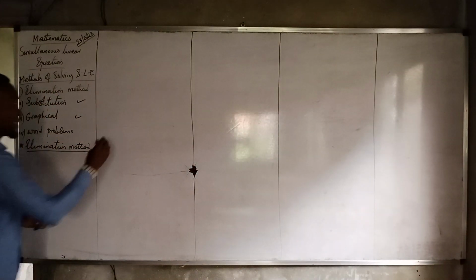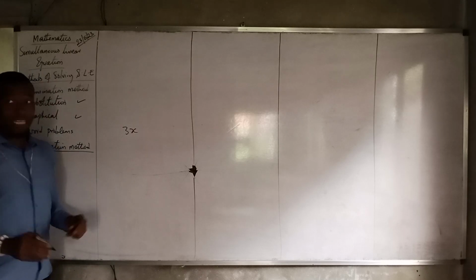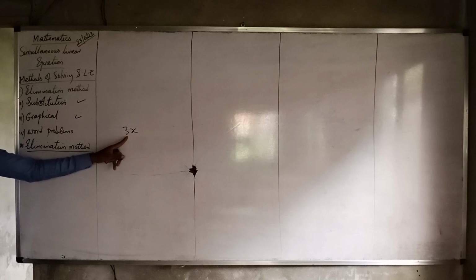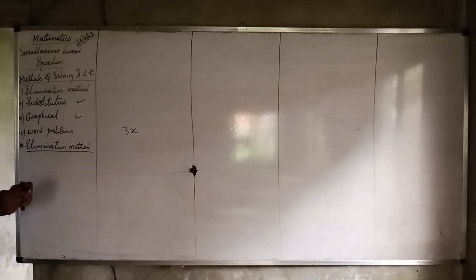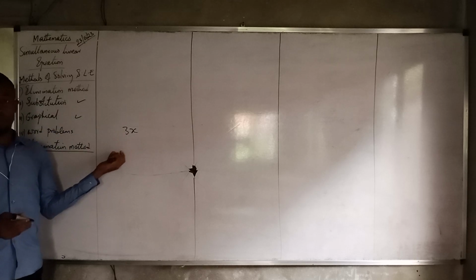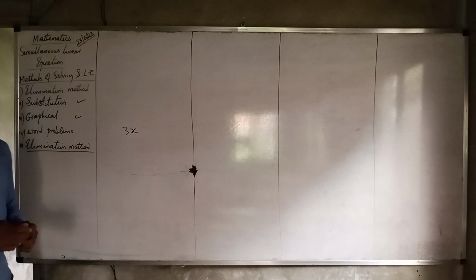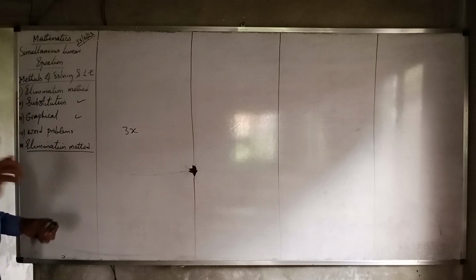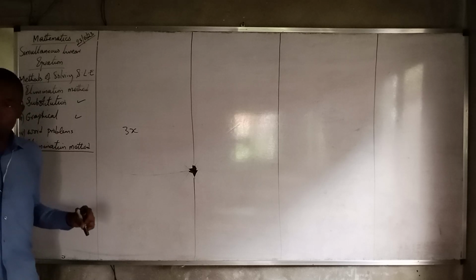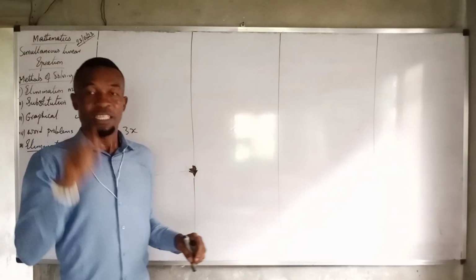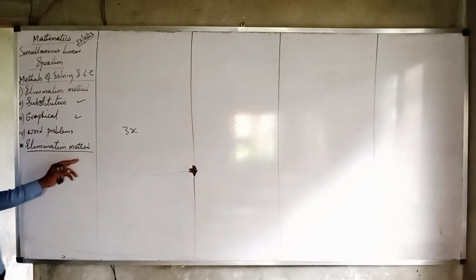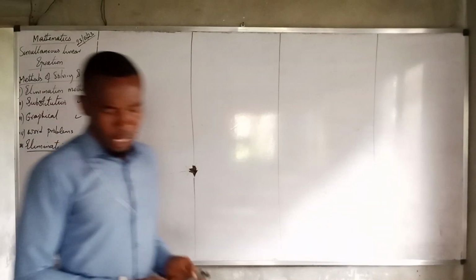What is a coefficient? If I have something like 3x, and I ask you what is the coefficient of x, it is 3. Any number standing behind a particular letter serves as its coefficient. Now, when none of the coefficients is 1, we use the elimination method. I repeat: when none of the coefficients is 1, you make use of the elimination method.